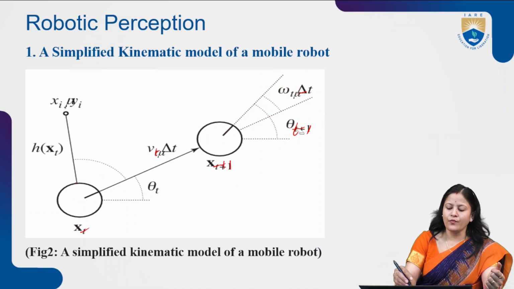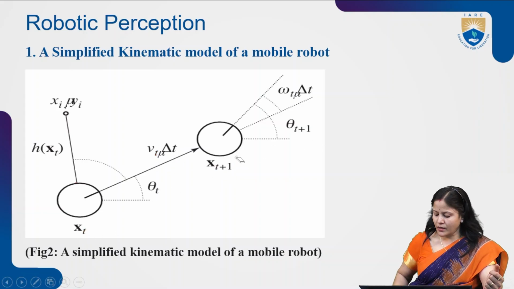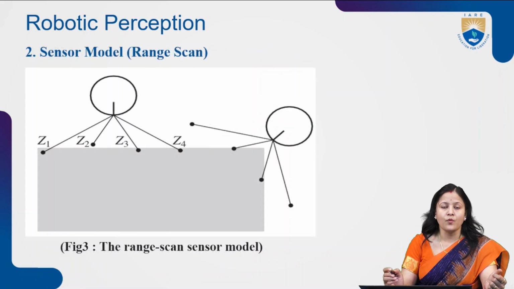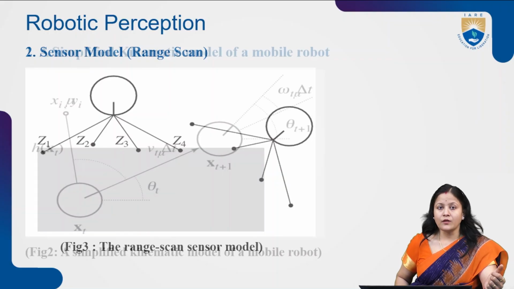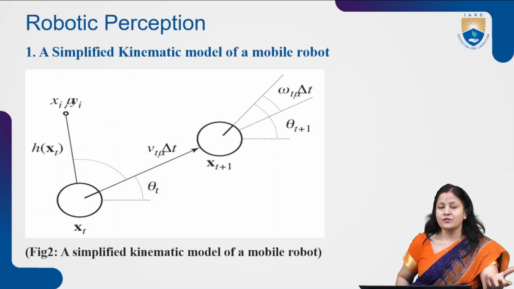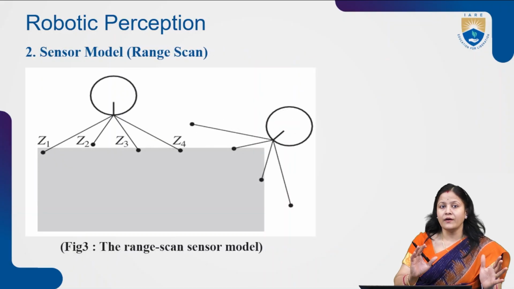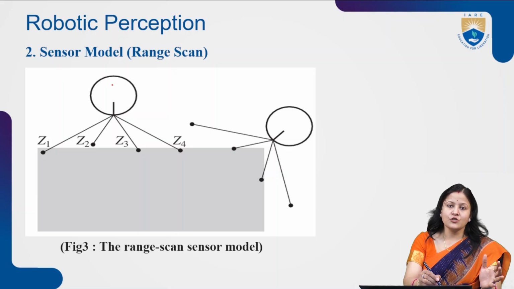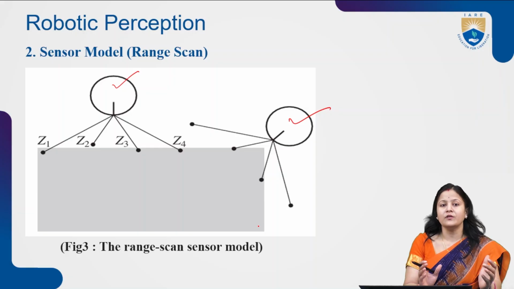And I will show you another example, that is the sensor model. In this example, the robot is moving with a linear velocity as well as an angular velocity. But here we see how robotic perception can be achieved using sensors. Now, this is one robot and this is another robot, and this gray color option which is given, that is the surface, we can say.